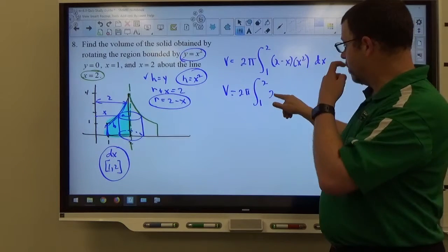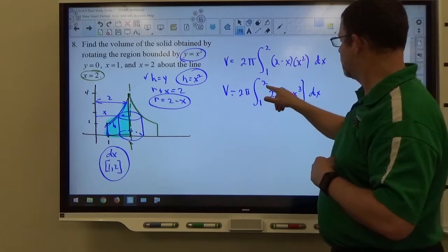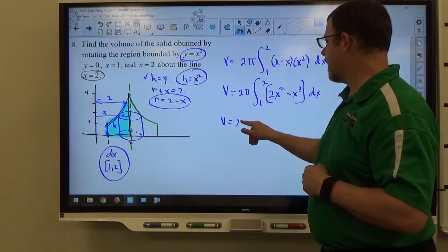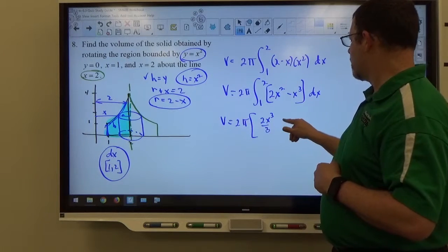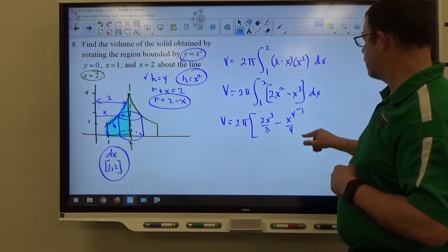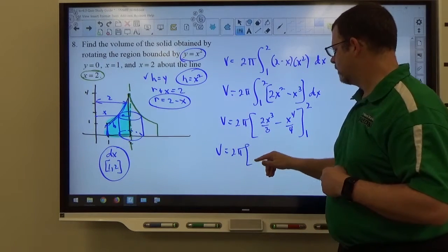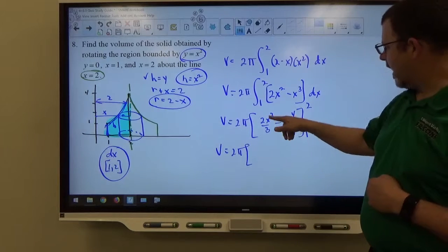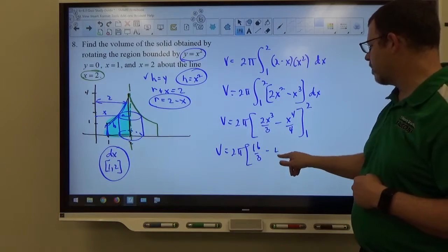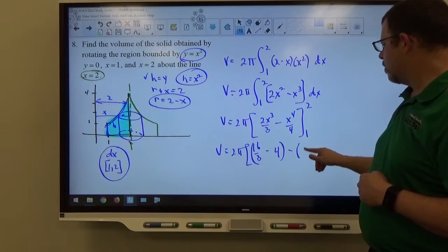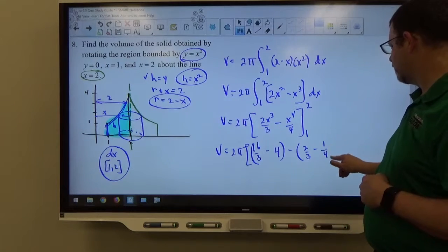Distribute the x squared, I'm going to get 2x squared minus x cubed dx. And then I simply integrate that. Power rule for both. I'm just going to get 2x cubed over 3 minus x to the 4th over 4 from 1 to 2. If I put 2 in, I'm going to get 8 times 2, so 16 over 3. Put 2 in here, I'm going to get minus 16 over 4, better known as 4. Put 1 in, I'm going to get 2/3. Put 1 in there, I'm going to get minus 1/4.